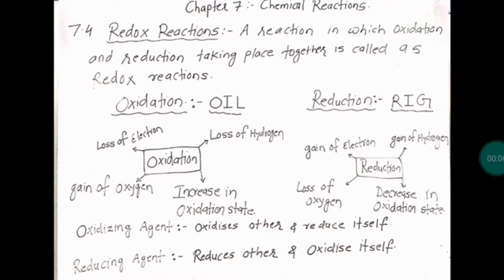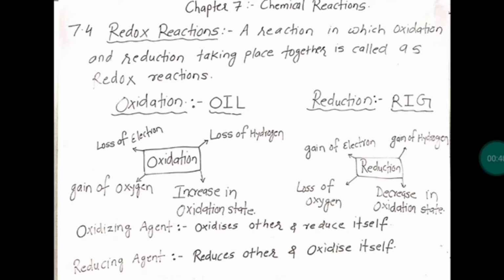Today my topic is chemical reactions, and particularly I am going to talk about redox reactions. A redox reaction is a reaction in which oxidation and reduction take place together. So let us define what we mean by oxidation and reduction. For oxidation there are four definitions, and for reduction we also have four definitions.